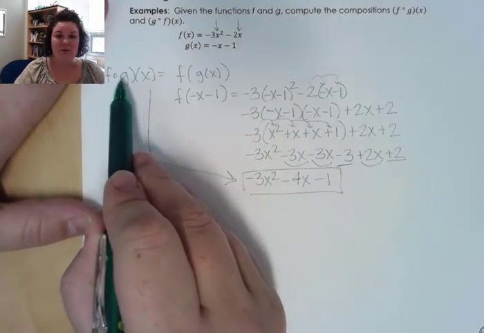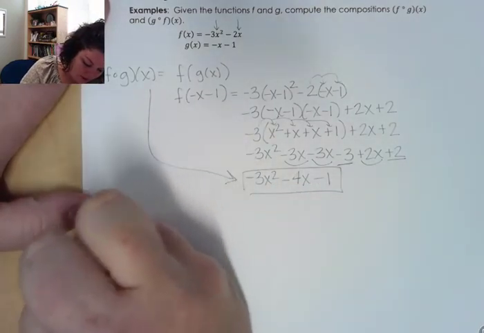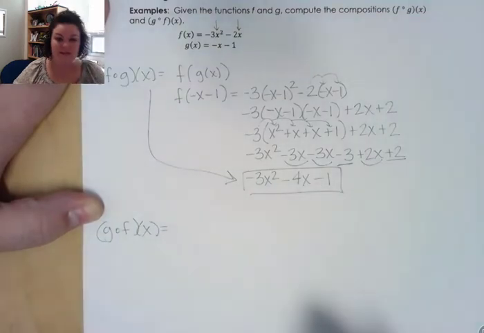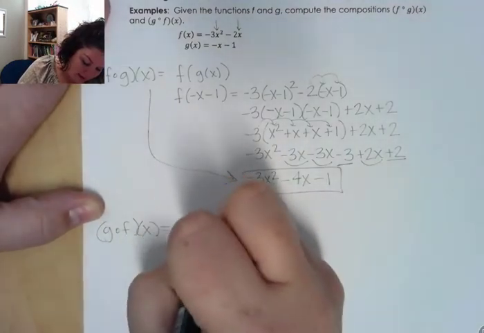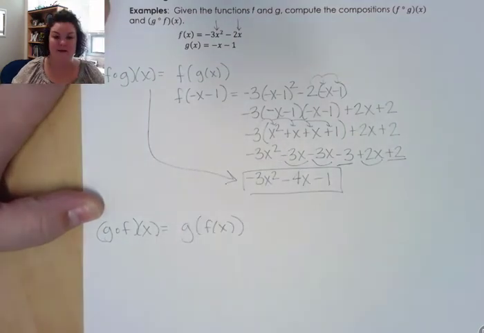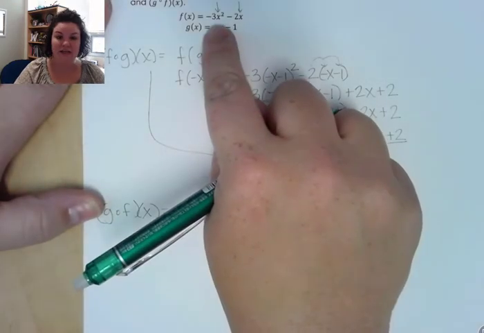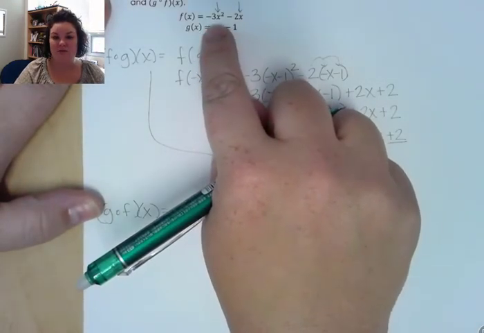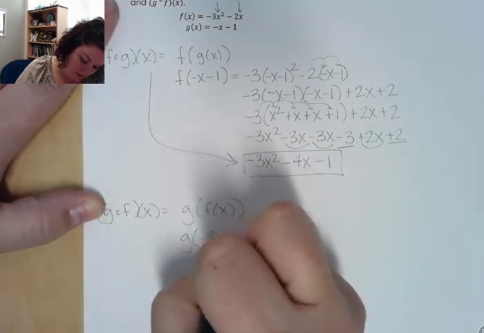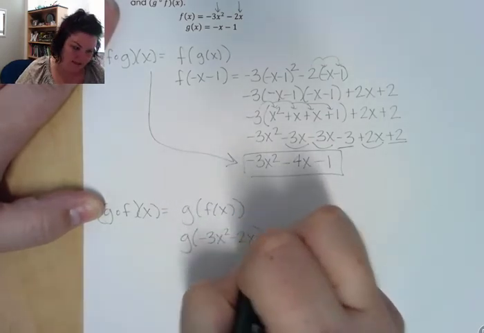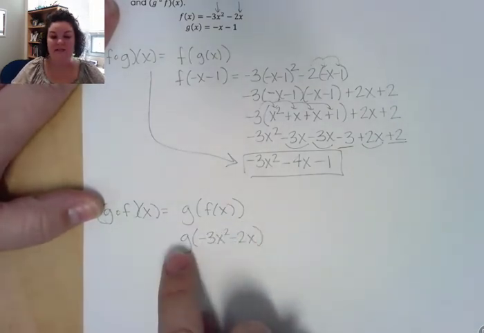Now let's look at g composed with f. Okay, so I'm going to come down here and say g composed of f of x. This time our f function is closest to the x, so it's going to be the input function. Okay, so I'm just going to replace that f of x with what f actually is, which is negative 3x squared minus 2x. So negative 3x squared minus 2x. Okay, so this ugly mess is what I'm plugging into g.